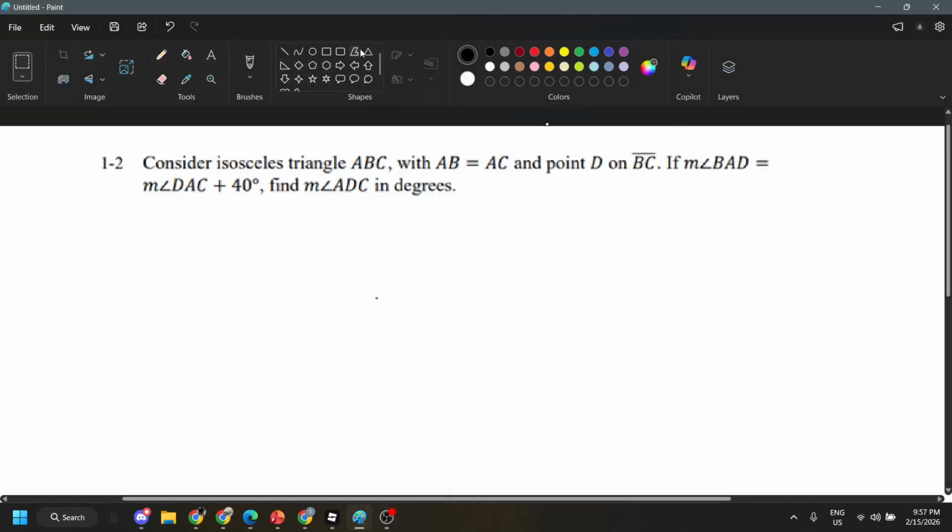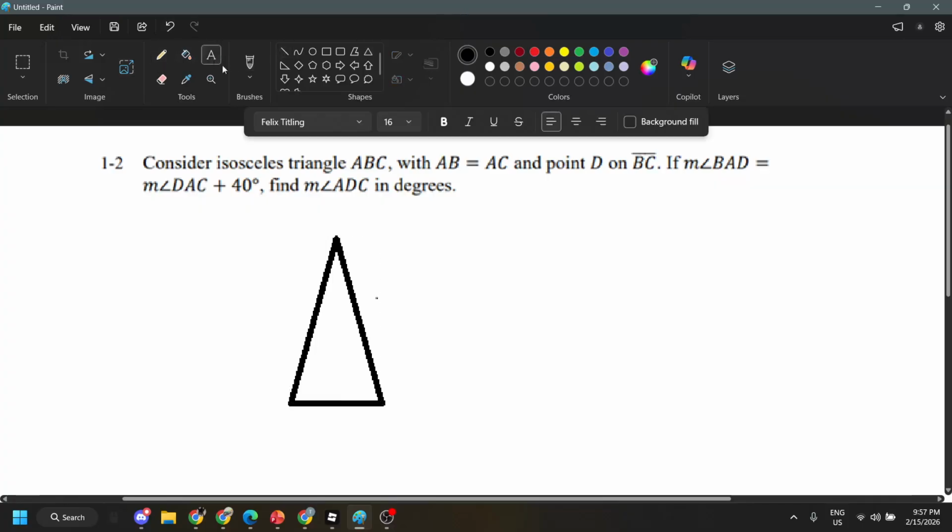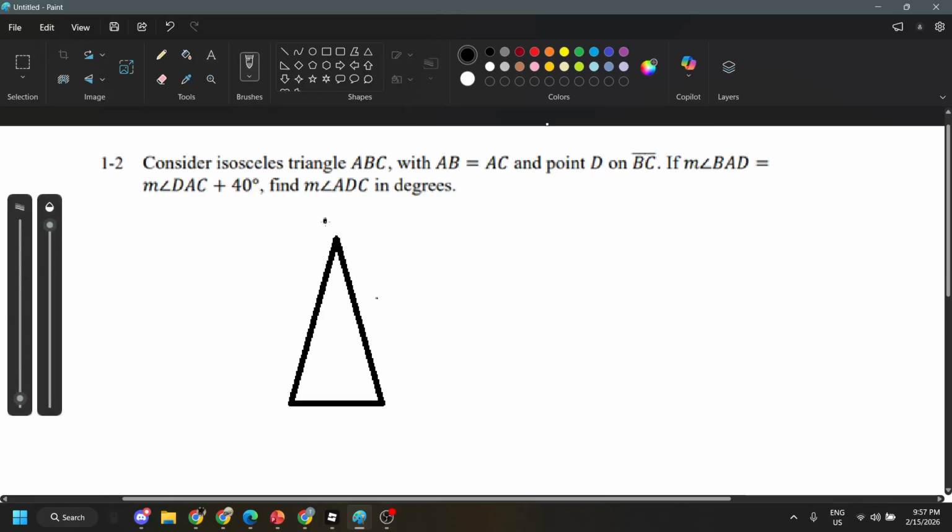Consider an isosceles triangle ABC with AB equals AC. So A, B, C, AB equals AC, and point D on BC, we'll call this D. The measure of BAD is equal to DAC plus 40. Find the measure of ADC in degrees.